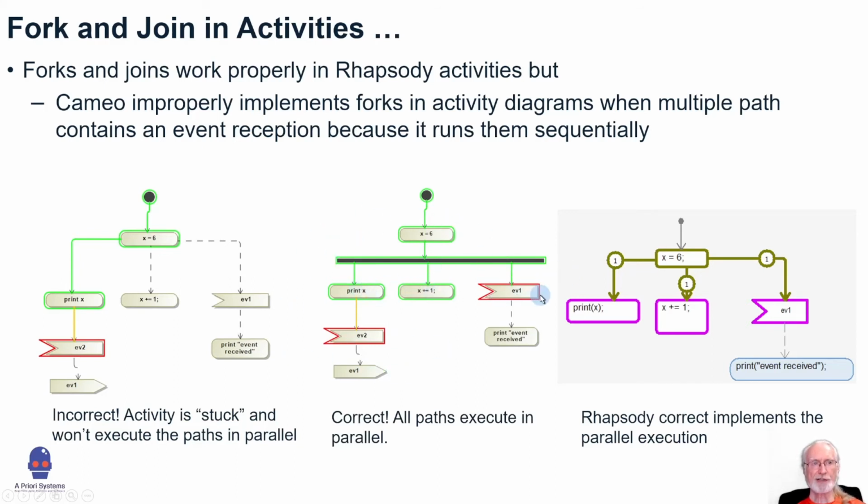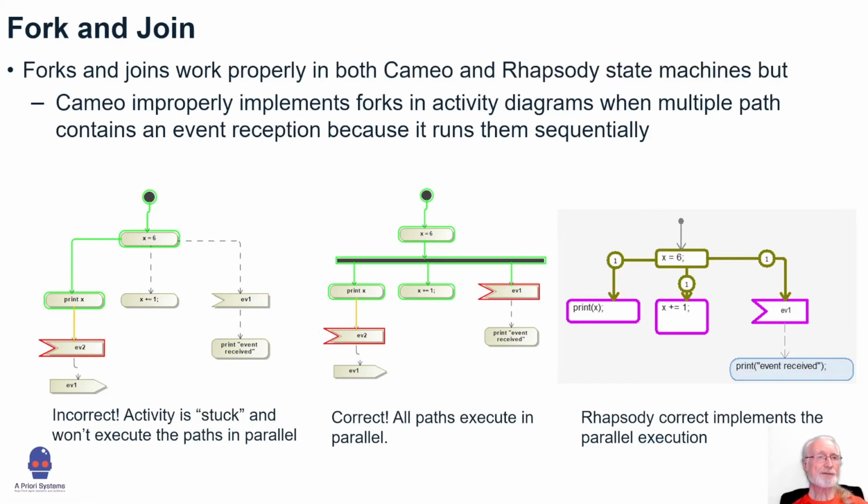All three of these actions are executing. Here you see the red circle showing where we're paused on both of these at the same time. But this only works when you have a fork in place, even though this should work as well. It does not correctly execute in Cameo. It's another defect in the Cameo simulation toolkit.